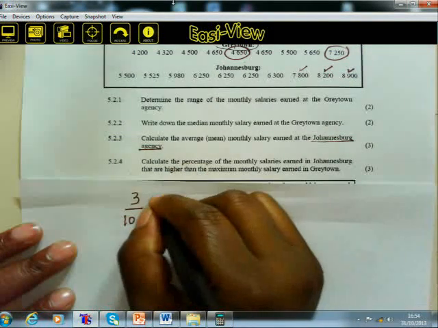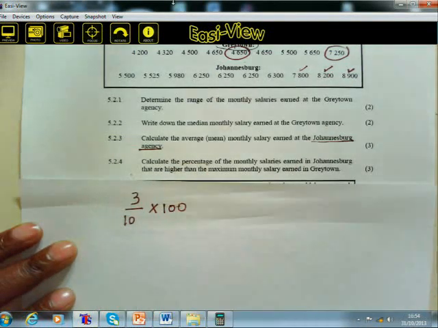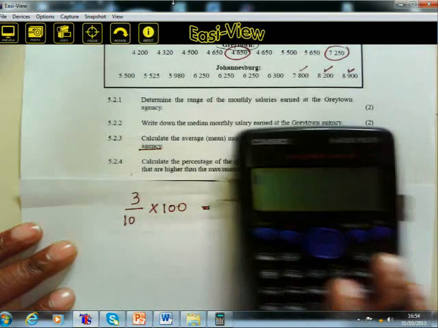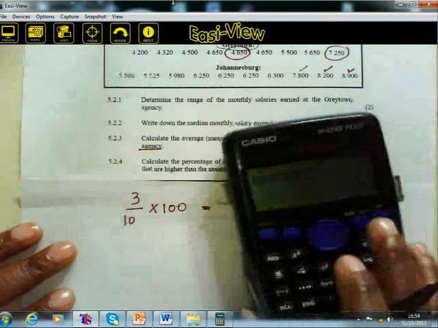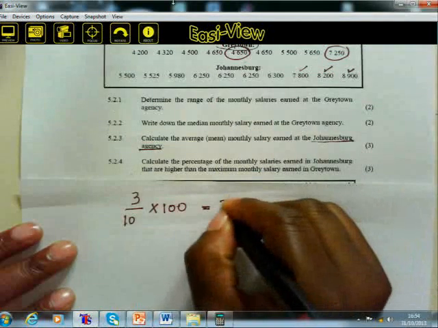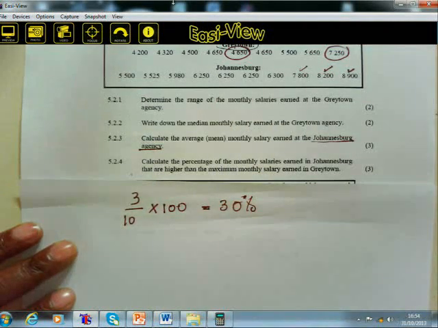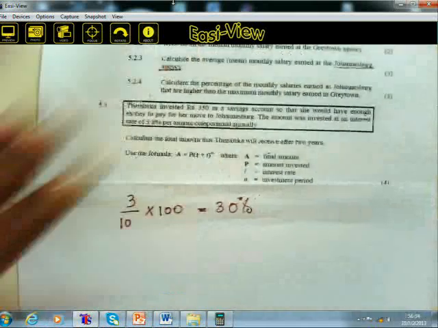So what is the percentage there? We have to multiply that by 100 because we must get a percentage. 3 divided by 10, multiply by 100, 30. Is it 30? Yes, 30%. So the percentage is 30% of the monthly salaries earned in Johannesburg that are higher than salaries from Greytown.